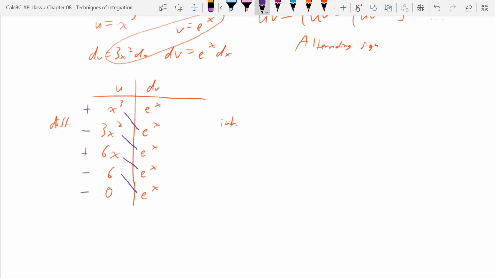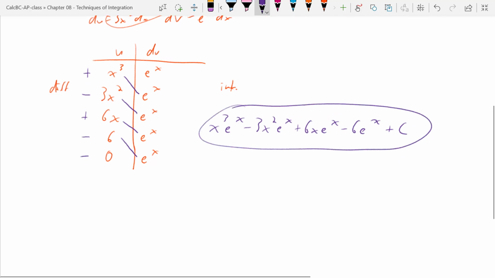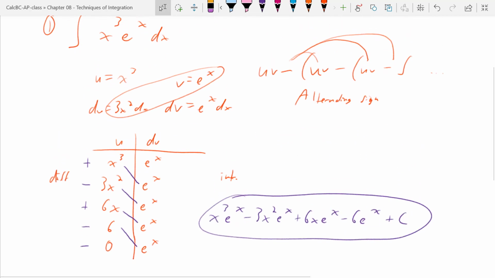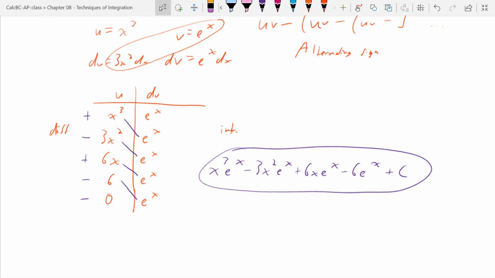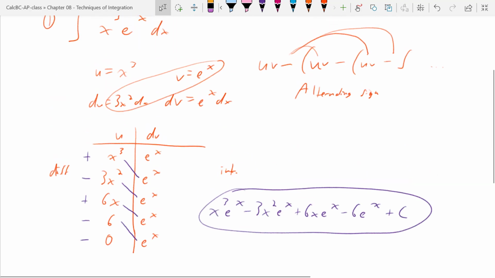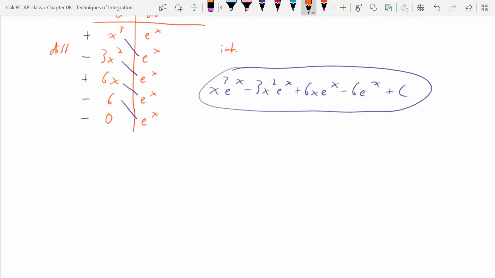If we match terms like this, it's not too hard to prove that this ends up being x cubed e to the x minus 3x squared e to the x plus 6x e to the x minus 6 e to the x, and then don't forget your plus c. Again, the proof of this is just working through the integration by parts step by step and watching this alternating sign thing happen, and watching as you keep differentiating u further while the integral of e to the x stays the same. So this is a much quicker way to do repeated integration by parts.